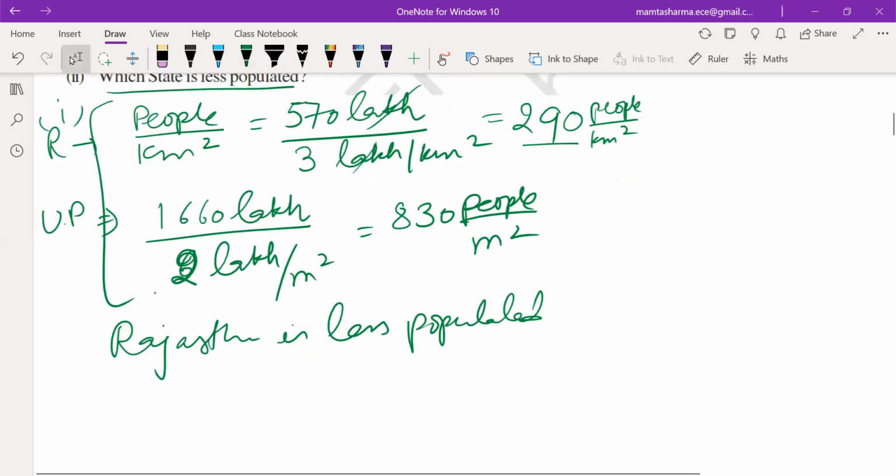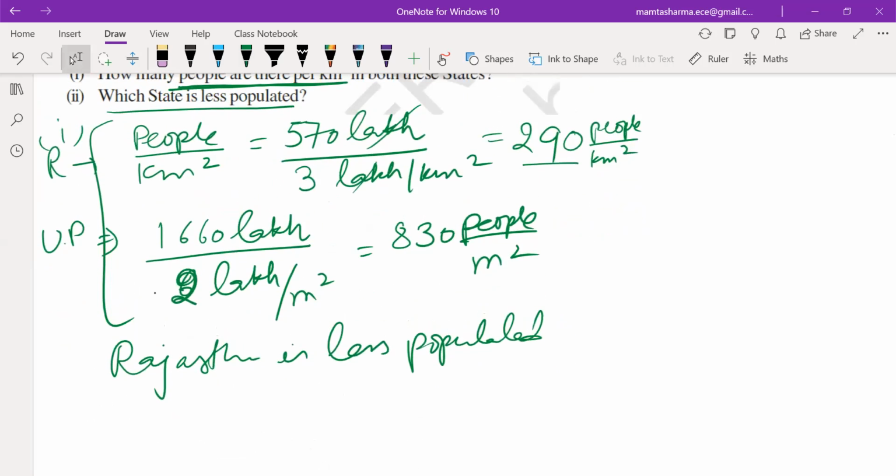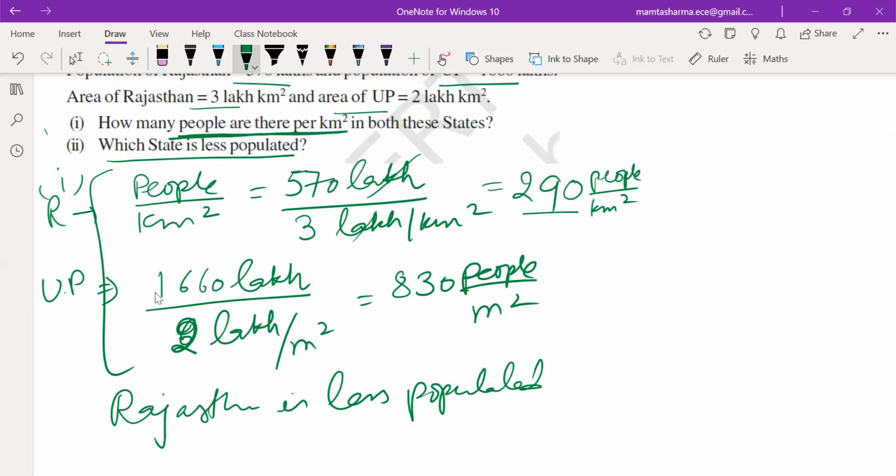Is it clear? I didn't understand the question. How is Rajasthan more populated? Rajasthan has 290 people per kilometer square, but UP has 830 people per kilometer square. So which one is more populated? Where the number of people is more. Both are in kilometer square. So it's UP, not Rajasthan.